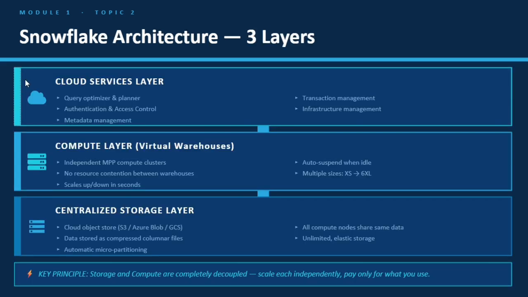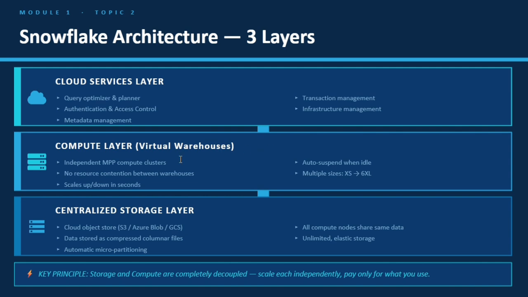Now let's move to another topic, the Snowflake architecture. The Snowflake architecture is a 3-layer architecture where the top layer is known as the cloud service layer. It is the brain of Snowflake, which manages query optimization, authentication, access control, metadata management, and transaction management. All of this is managed in the cloud service layer.